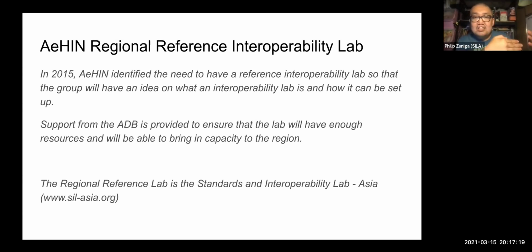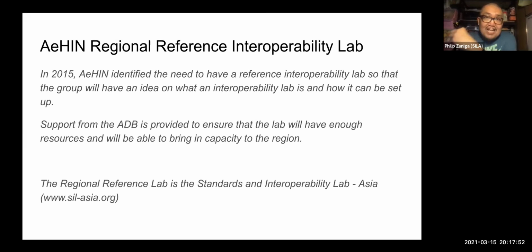At the same time, the support from ADB came in to ensure that the lab will have enough resources and they will be able to bring capacity in the region. ADB at that time is also looking at digital health as a possible investment to countries. So together, AeHIN and ADB worked together to set up the regional interoperability lab. So right now, the regional reference lab is under the Interoperability Lab Asia. So that is the history.